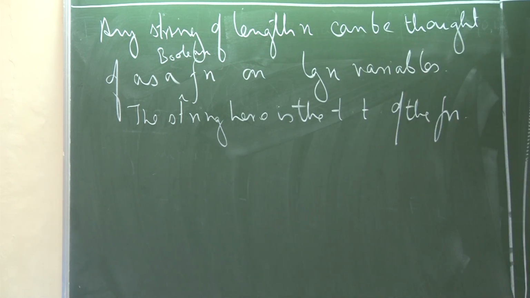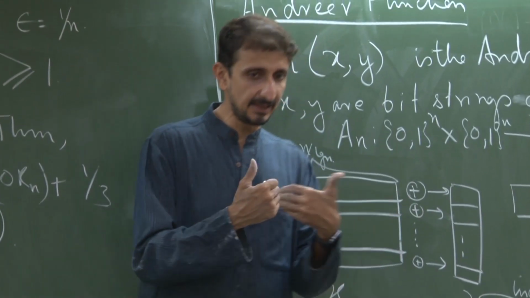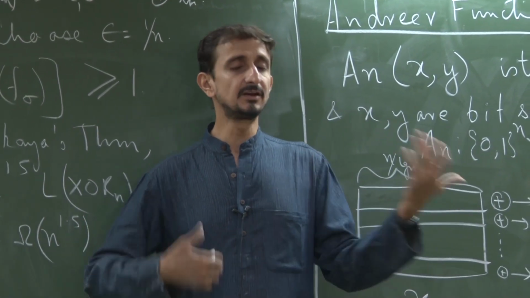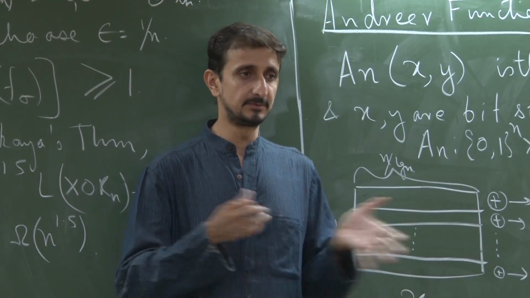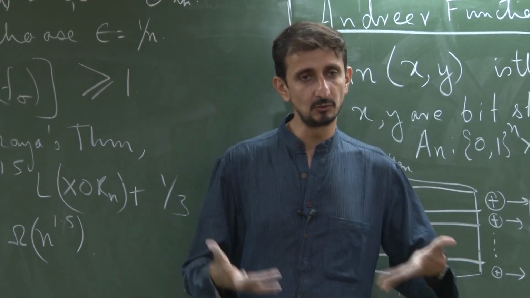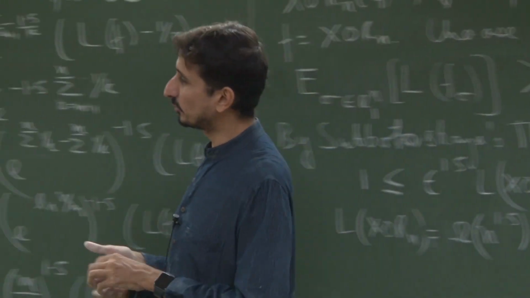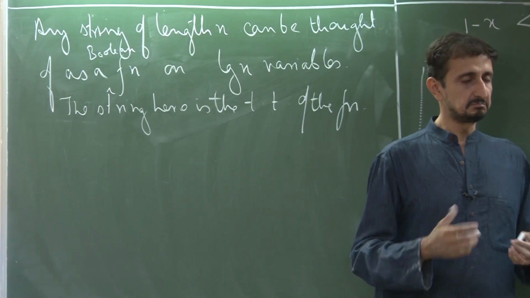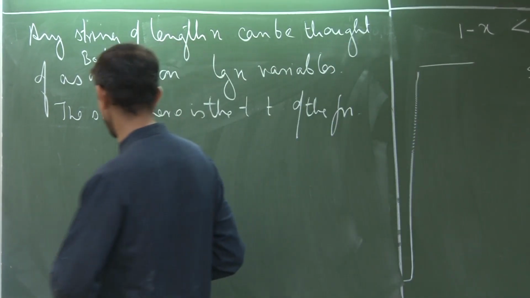Any function on n variables is essentially a string of length 2 to the power n, and any string of length 2 to the power n is a function on n variables. These are two equivalent ways of looking at the same thing, and whatever I am saying is for Boolean functions, for obvious reasons.